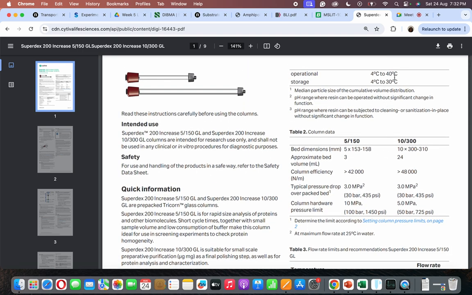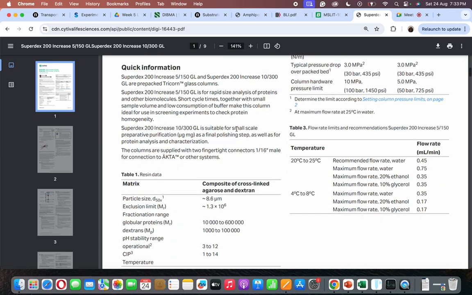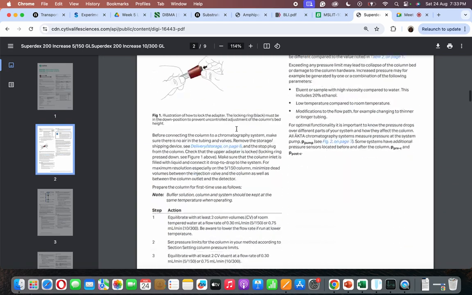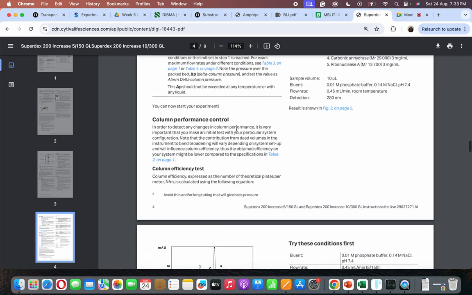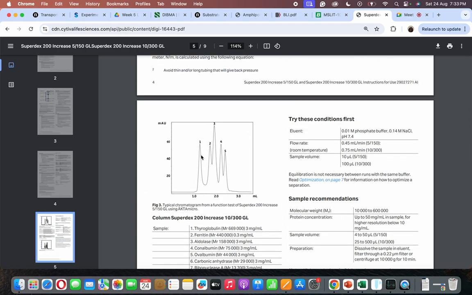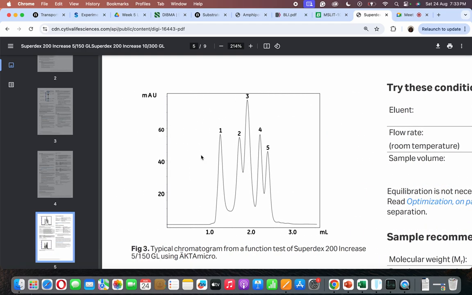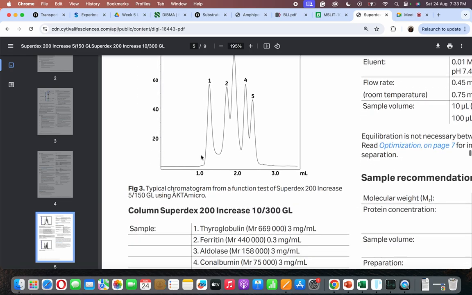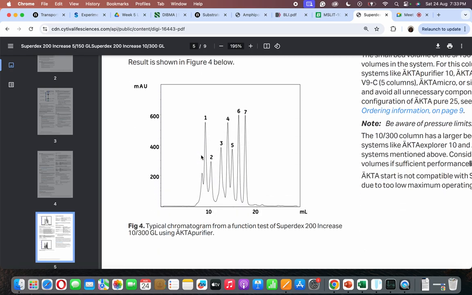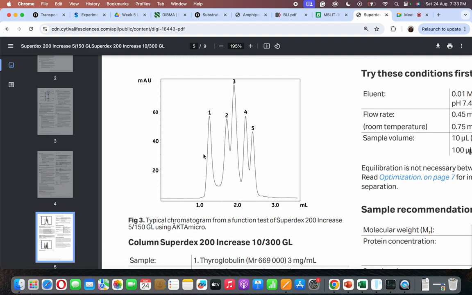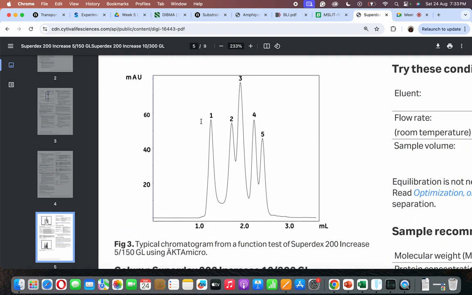So on, and it can tell you which temperature range you can use with the column. So if your protein is not very stable, maybe you want to run your SEC at 4 degrees Celsius, and most columns can withstand that. Okay. And most columns will come with their own standard run as part of the manual. It will also come with a standard run.